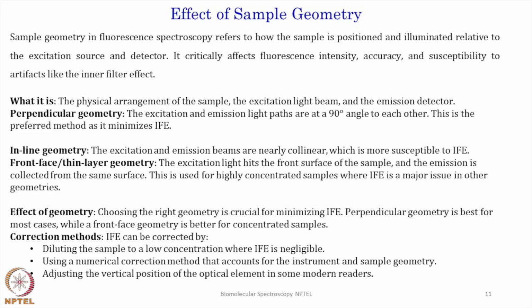So, dilute the sample to low concentration where inner filter effect is minimal. Then you can use the numerical correction, the formula that I showed you two slides back. And also you adjust the vertical position of optical elements. Sometimes you have to adjust the cuvette position to find it out and minimize that, right.